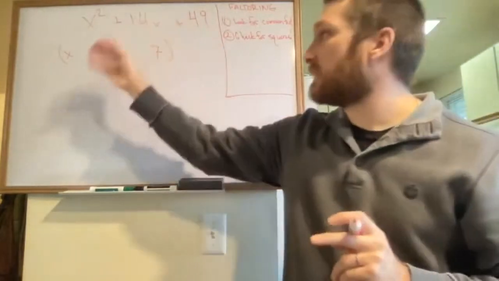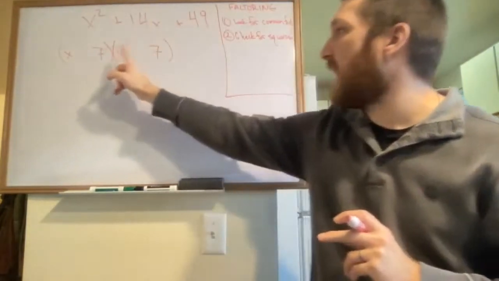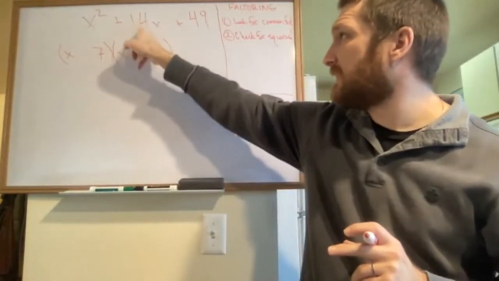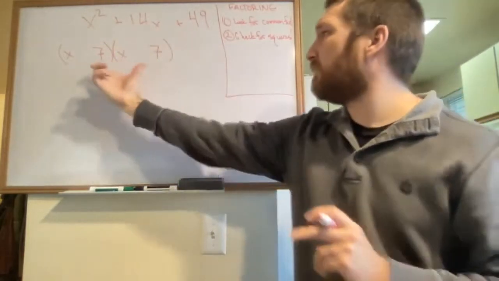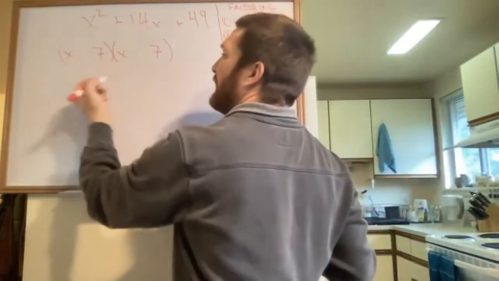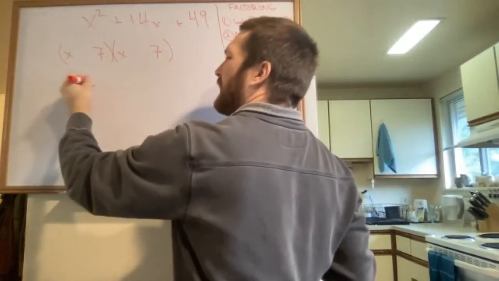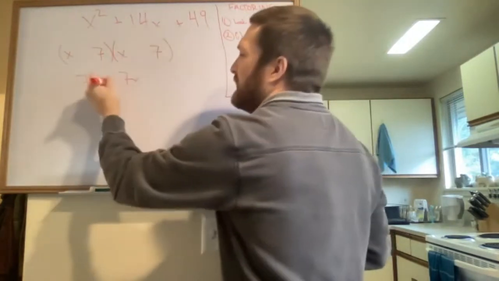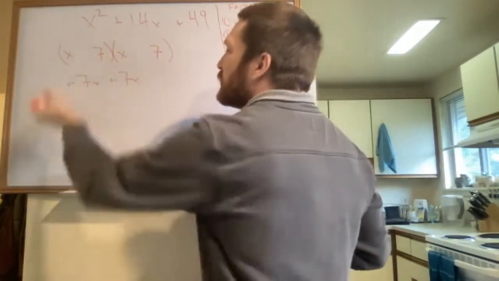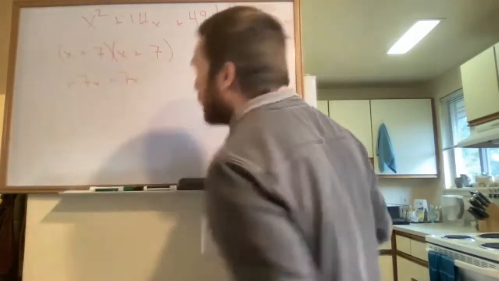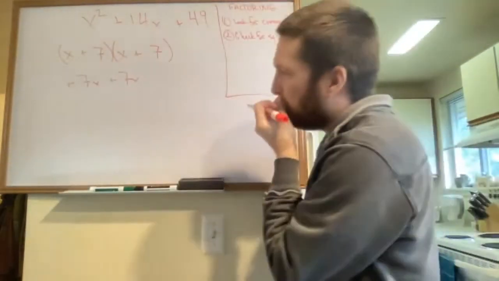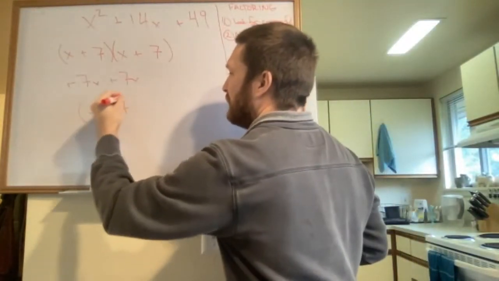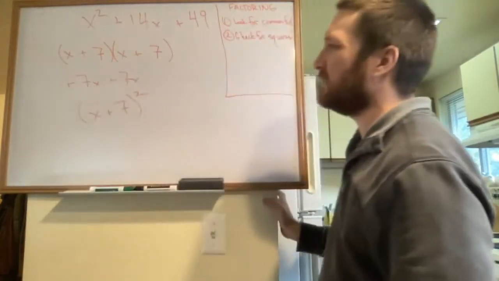And so now, as I'm looking at this, I'm thinking, what signs do I put in here? Well, if that's a plus 14, how do I get 14 out of my inside and outside? I would have a 7x and a 7x. The only way to get a positive 14 is if they're both plus. So both of them have to be pluses right there. And hey, what do you know? That's the same thing as x plus 7 squared. Did you follow what I just did there?